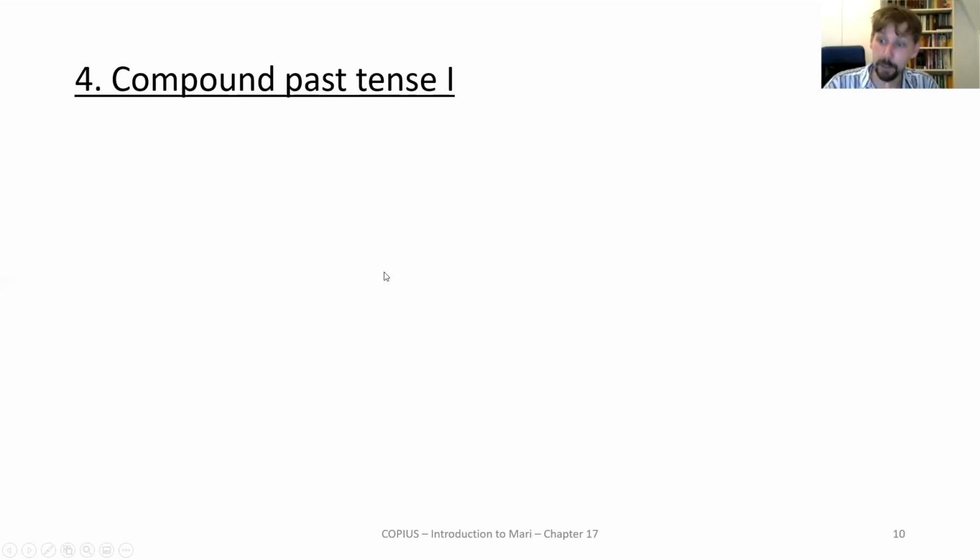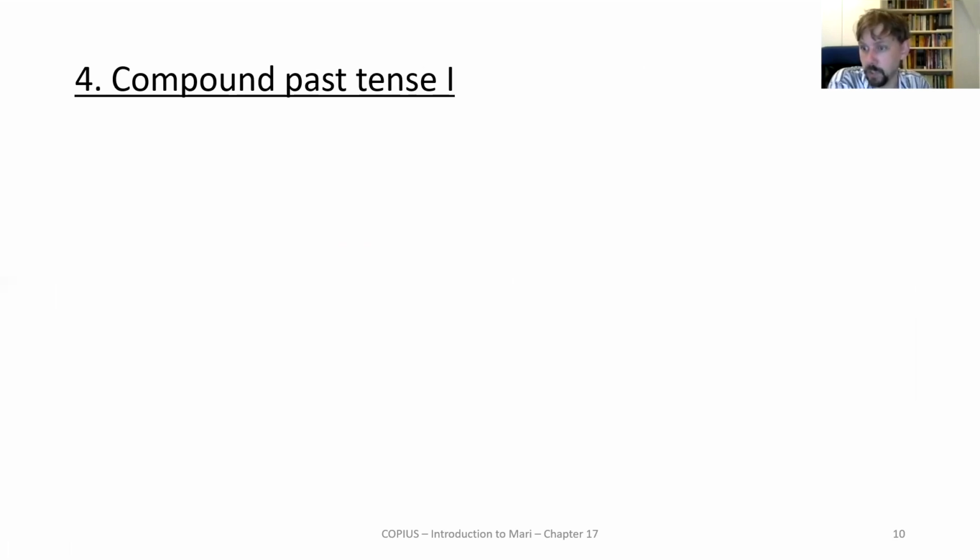Okay, you might have been wondering all along, why are we talking about simple past tense forms? Are there not non-simple past tense forms? Yes, there are. There are the compound past tenses, 4 of them in total. And compound means these are periphrastic constructions.